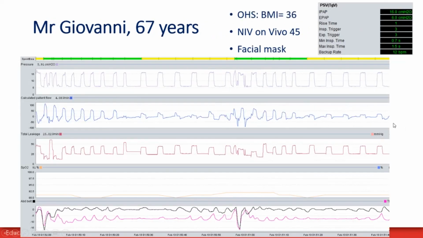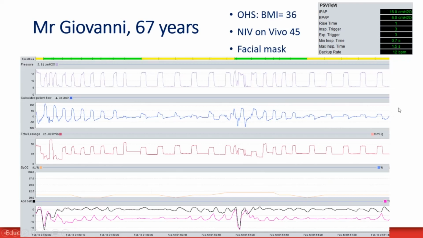So let's see a case. Mr. Giovanni, 67 years old, is treated for an obesity hypoventilation syndrome, BMI 36. He is ventilated on a Vivo 45 with a facial mask. The EPAP is 6, the IPAP is 16 centimeters of water. So again, the color code: green is patient trigger, yellow is ventilator trigger. Then we have pressure, flow, total leaks, SpO2, and the belts, pink for the thoracic belt and dark blue for the abdominal belt.